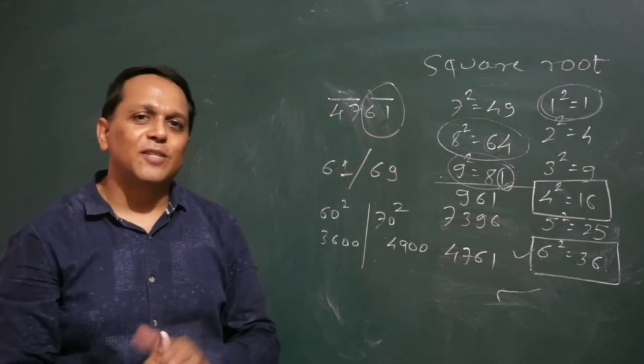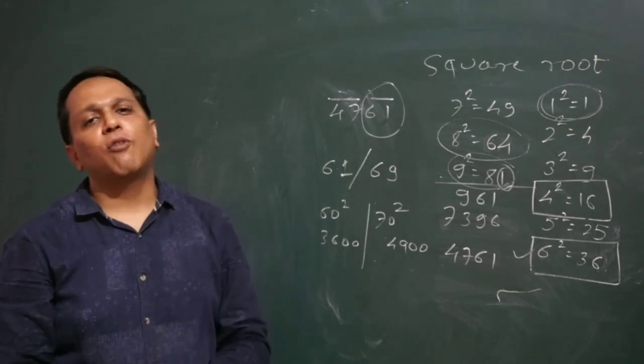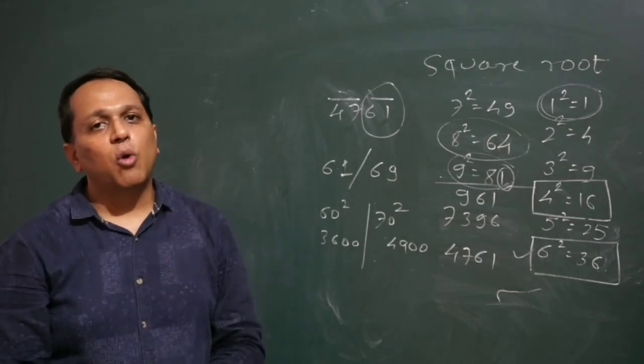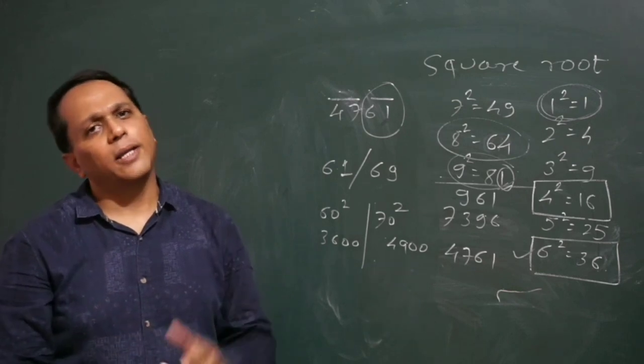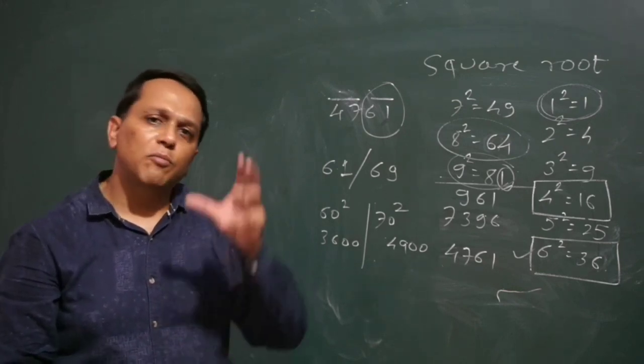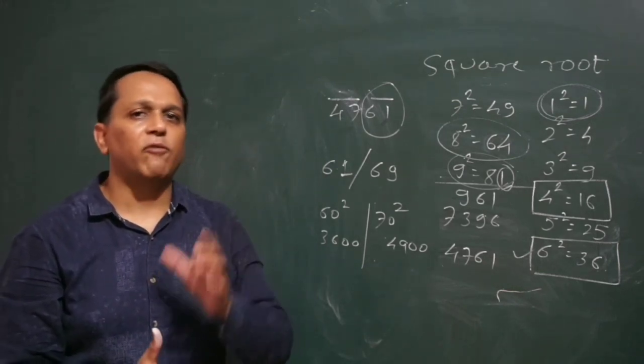I hope you like this method. There is one more method for finding the square root which is called the division method. And there is one general method which is called the factorization method or prime factorization method.